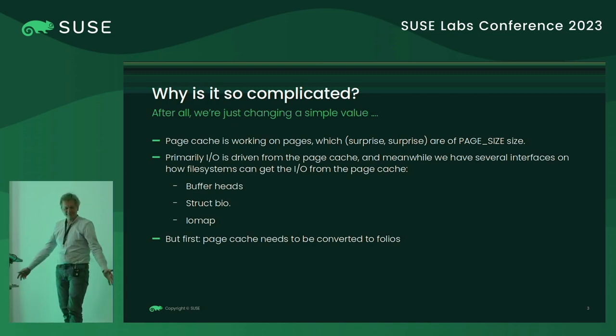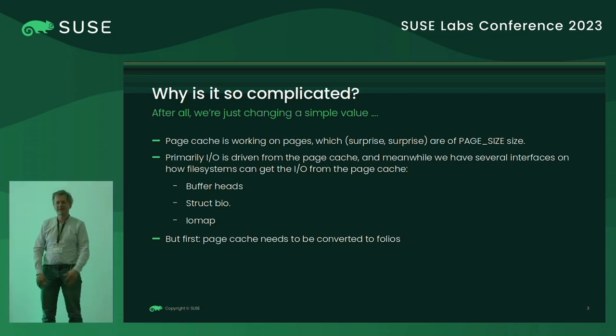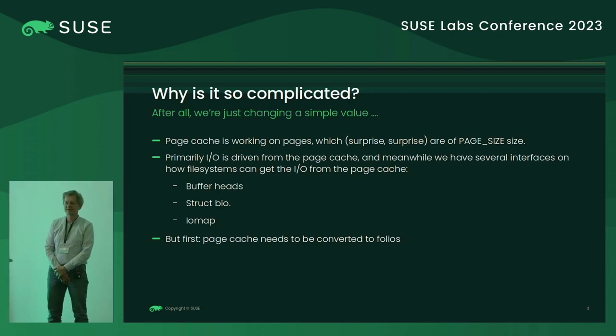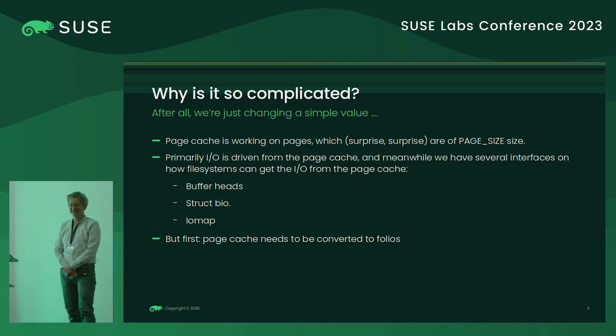And the thing is that primarily the I/O is actually driven from the page cache, because ultimately it's the page cache that decides whether I/O needs to be done. Of course, you always have the odd outliers like some databases who insist on doing everything on their own, because they know better. So, of course, databases are pretty much in for direct I/O and everything. But then not every database does it. There are databases which happily work with the page cache.